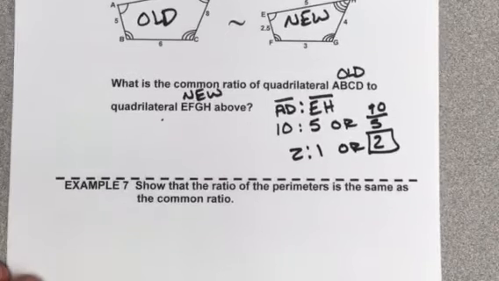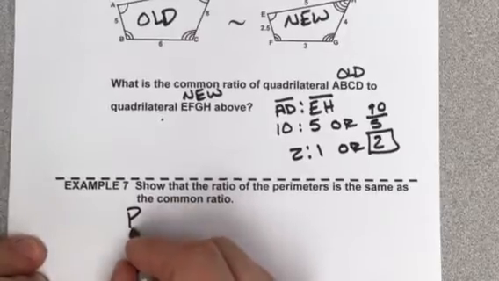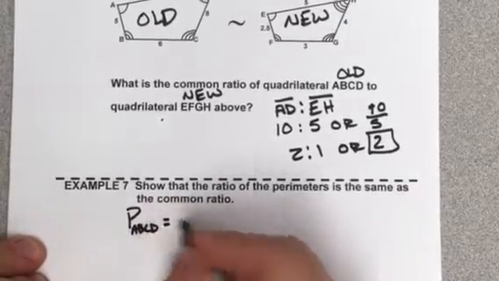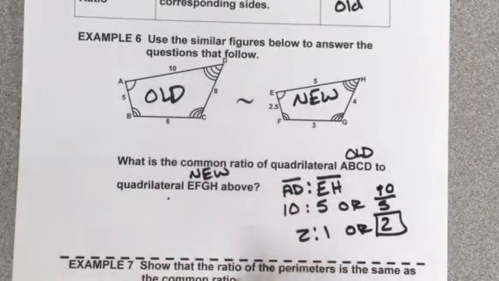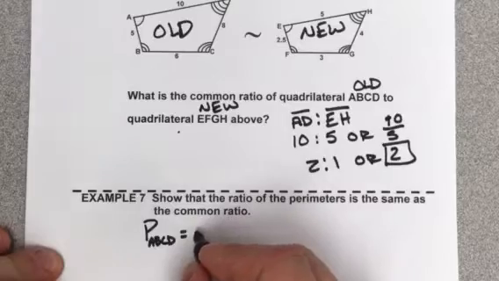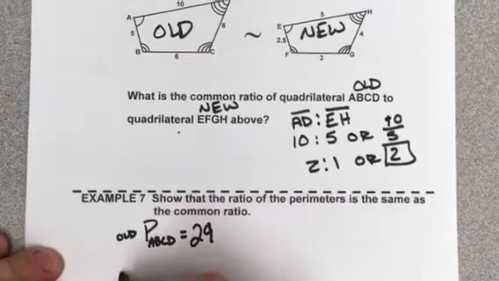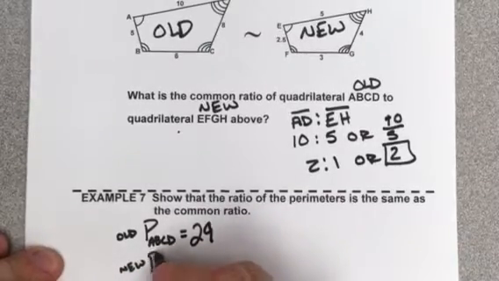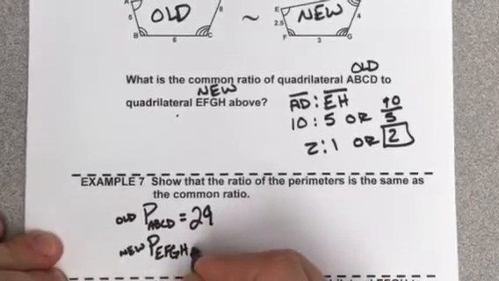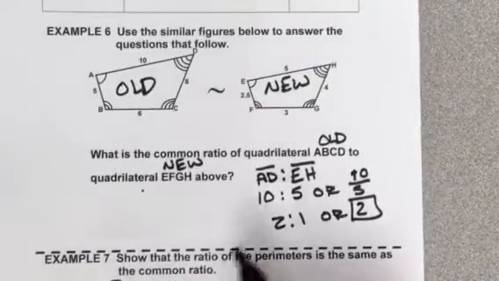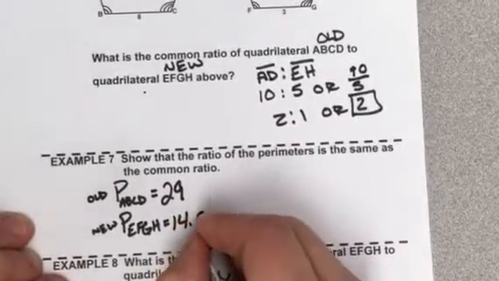Example 7: show that the ratio of the perimeters is the same as the common ratio. The perimeter for ABCD, when you add them all together, 10 plus 8 plus 6 plus 5 would give me 29. And remember, that is my old shape. My new shape, I'm going to find the perimeter of EFGH. When I go find that, 5 plus 9 plus 3 plus 2.5 would give me 14.5.